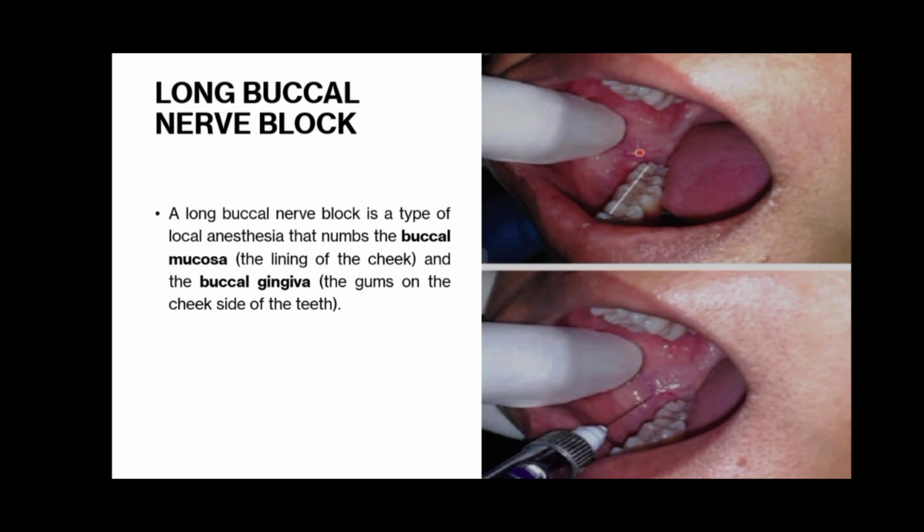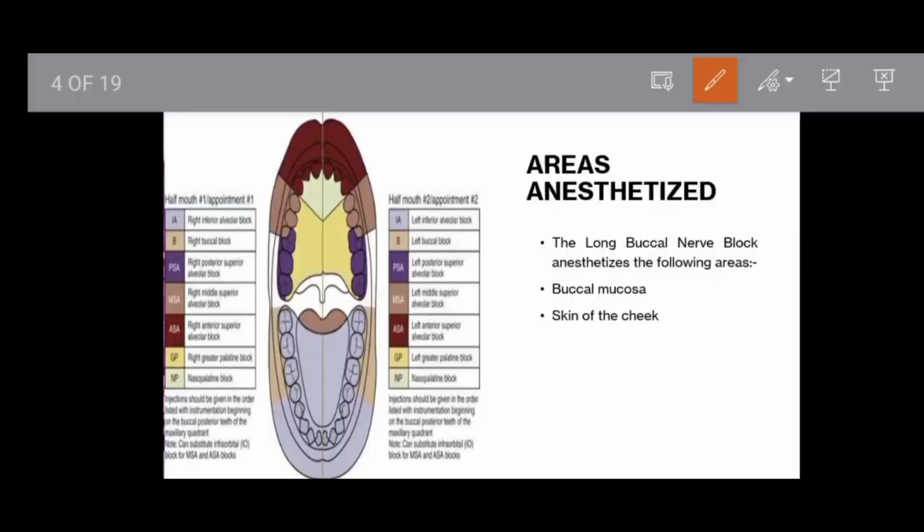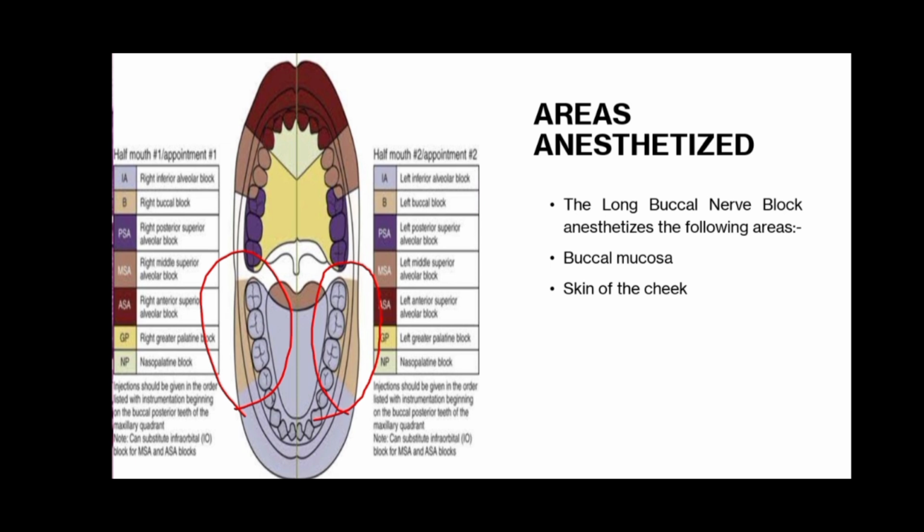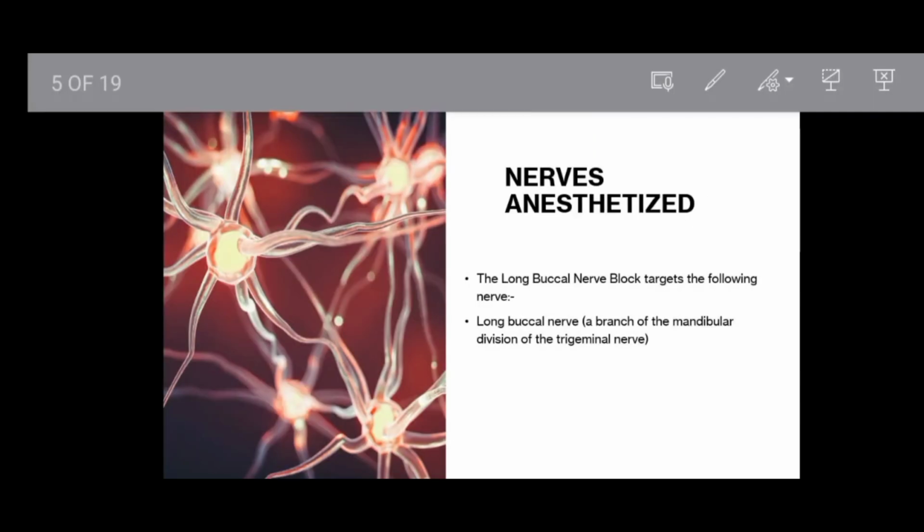Long buccal nerve block. The long buccal nerve block numbs the buccal mucosa, the lining of the cheek, and the buccal gingiva, the gums on the cheek side of the teeth. The areas anesthetized by the long buccal nerve block are the buccal mucosa and the skin of the cheek, as you can see in the picture. The nerve anesthetized by the long buccal nerve block is the long buccal nerve. It is the branch of the mandibular division of the trigeminal nerve.